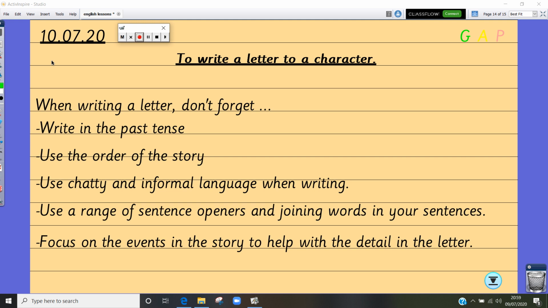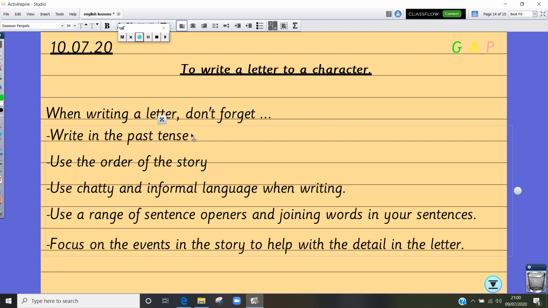So today I thought it would be a really good idea to write a letter to Floyd, because I don't know about you, but I've got lots of questions that I want to ask Floyd about the decisions that he makes in the story. So let's have a look at the features we need to include when writing a letter first, and then we'll have a look at my letter that I have sent to Floyd about the story. And I've got a few things I actually want to ask him.